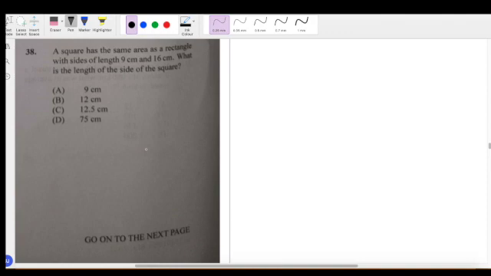A square has the same area as a rectangle with sides of 9 centimeters and 16 centimeters. So I have a rectangle, 9 and 16. What is the length of the side of the square? So 9 and 16, I could find the area.